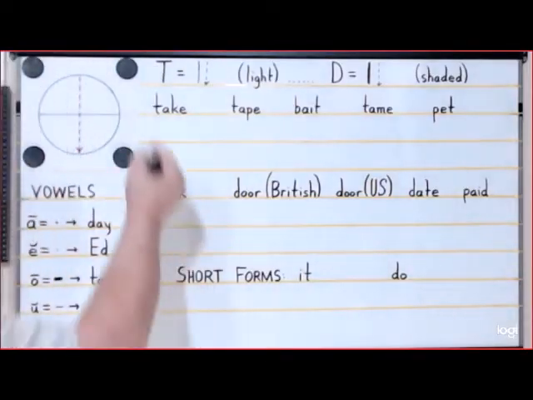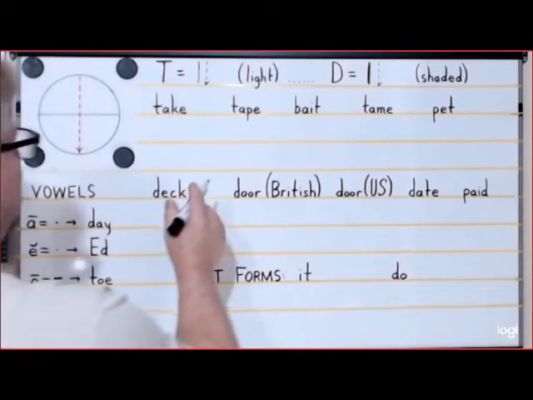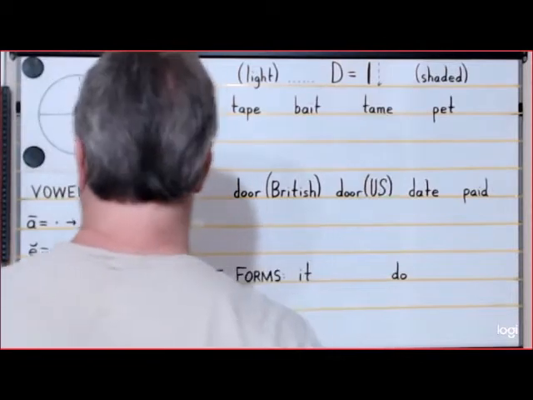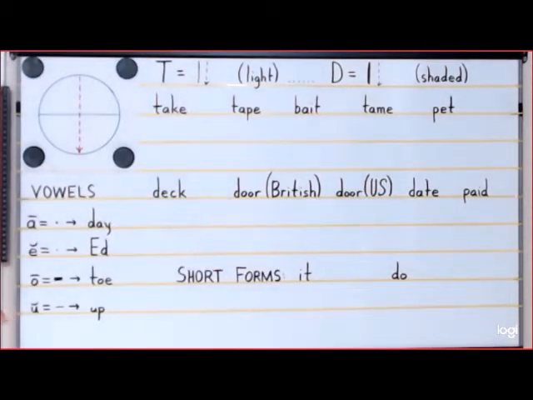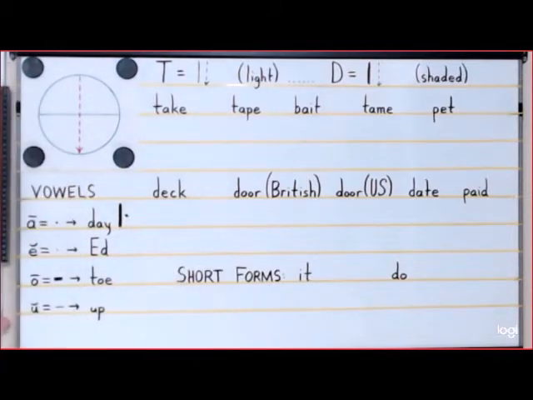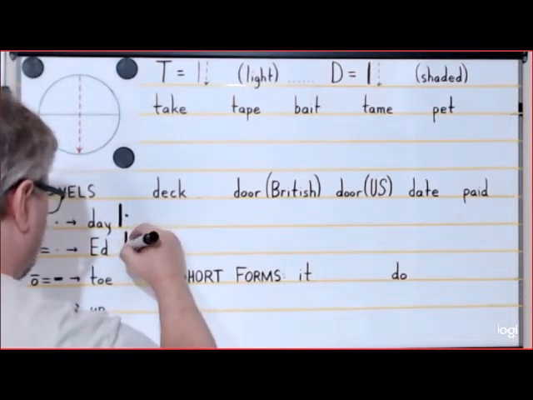The sounds T and D are both represented by a vertical downstroke as indicated in this circle. So the T is a down light stroke, whereas D is a down shaded stroke. On vowels, the long A is represented by the heavy dot written in the middle of the stroke. So for the word day, we'll write D and then a heavy dot. The short E is represented by a light dot. So we'll write the D again, and then a light dot here.